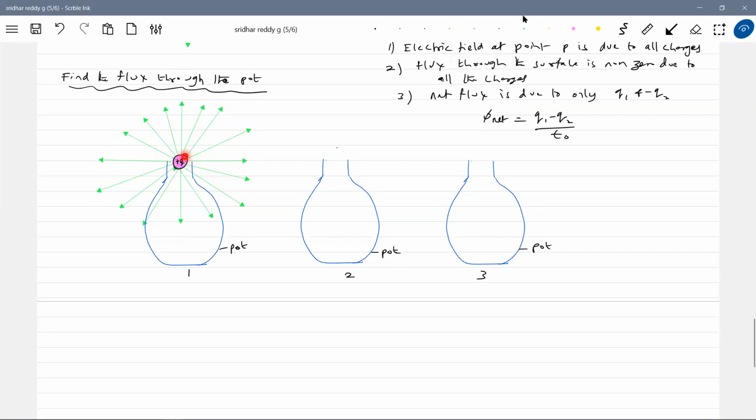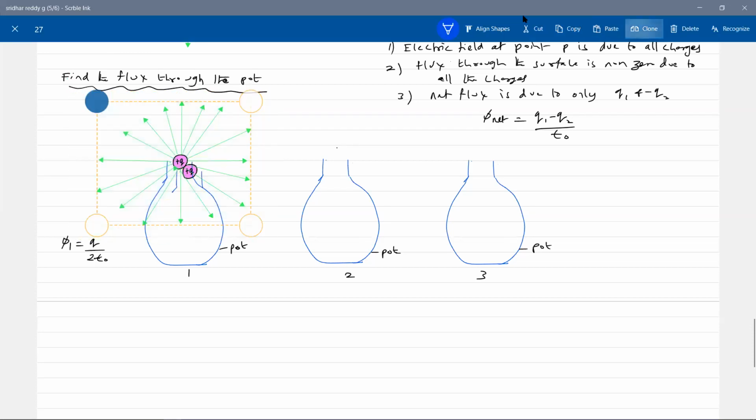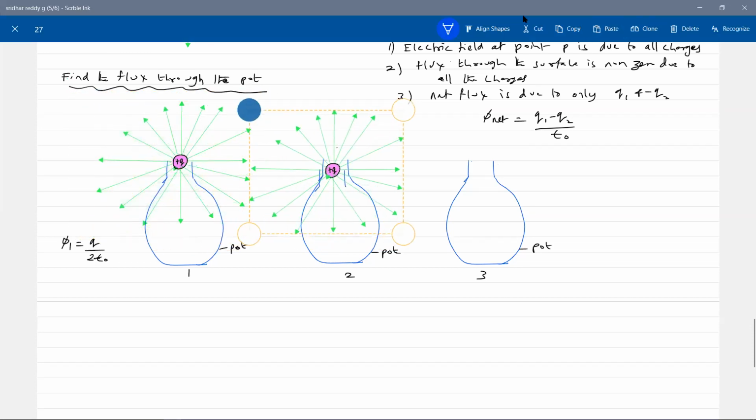So how many lines of force are passing outside the pot? Those many are passing through the pot. So shall we say the flux in the first case will be half of it. Half of the lines of force are passing through the pot. In the second situation, what I do is, I think I can explain very neatly in the diagram.